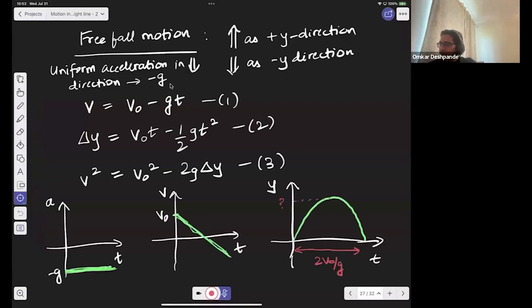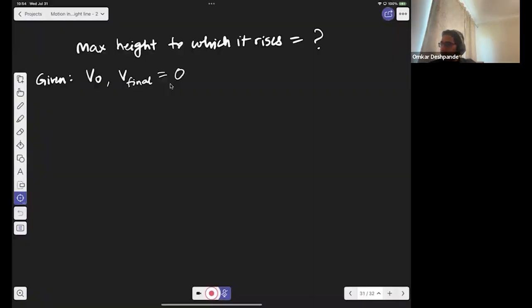At its maximum height, we call this a maxima. This is called a maxima in calculus. The slope is 0. What is the slope of the position versus time graph? That's the instantaneous velocity. So the instantaneous velocity is 0 here. That is something we know if the height is maxima. So the instantaneous velocity is 0. That is also given. And we are given, of course, always implicitly that the acceleration is minus g.